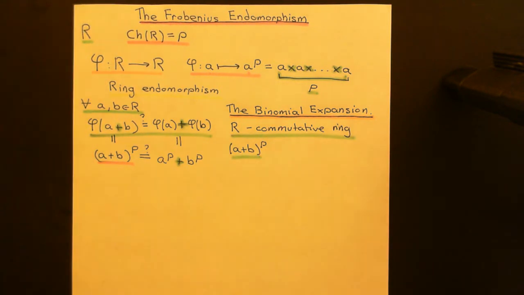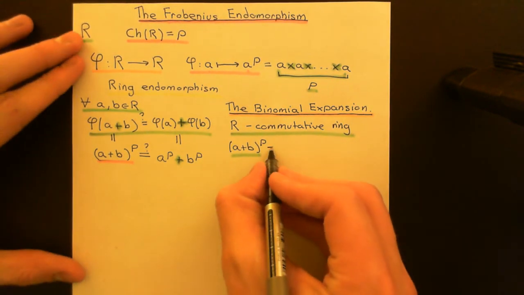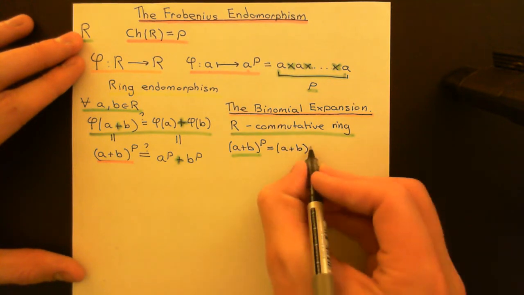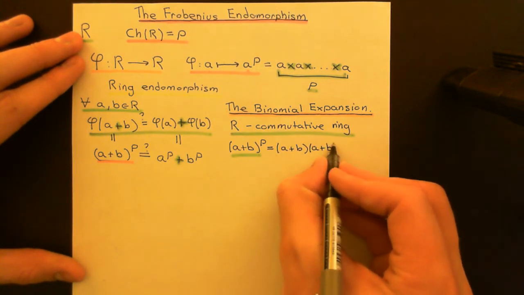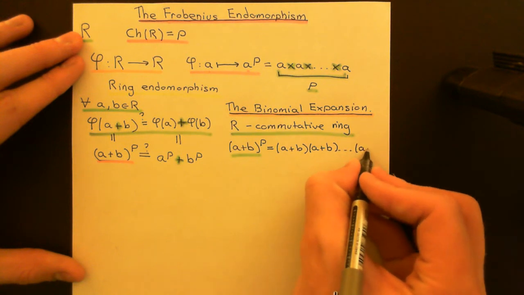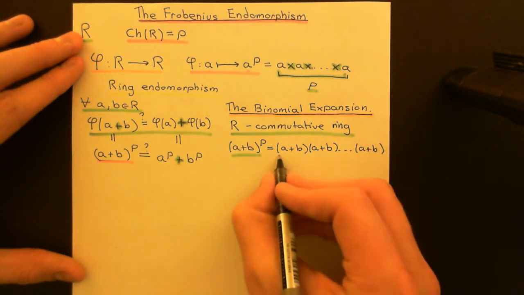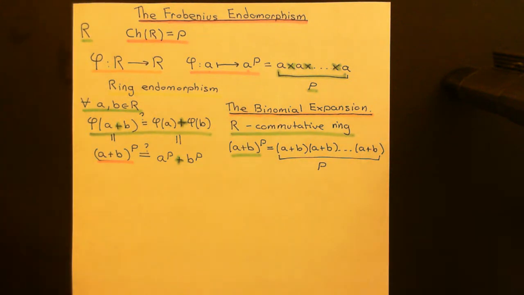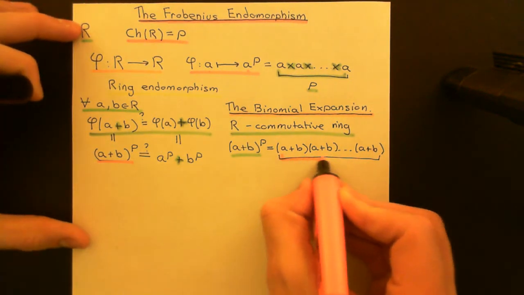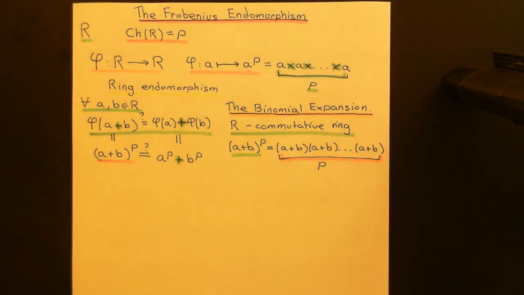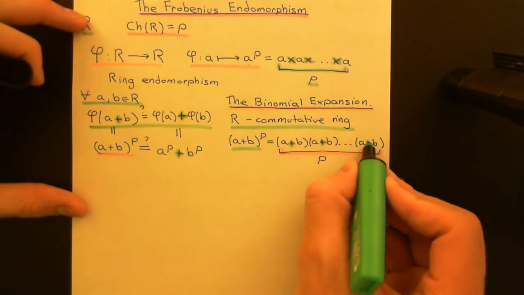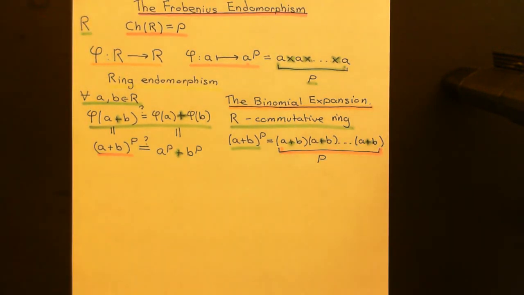Okay, right, so how are we going to do this? Well, remember what this just means. Okay, this just means a plus b multiplied by itself p times. So it's (a plus b) times (a plus b) times all the way up to the pth (a plus b). So you've got p lots of these brackets here, p copies of (a plus b) all multiplied together. Okay, so lots and lots of a plus b's. And of course all these additions and the multiplications in between the brackets are all in the ring capital R.